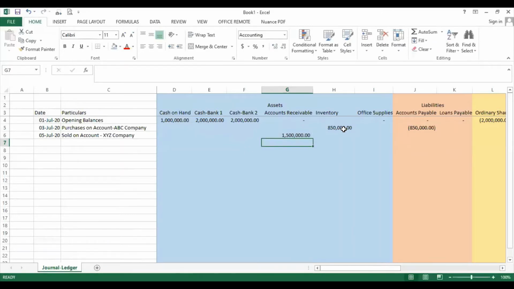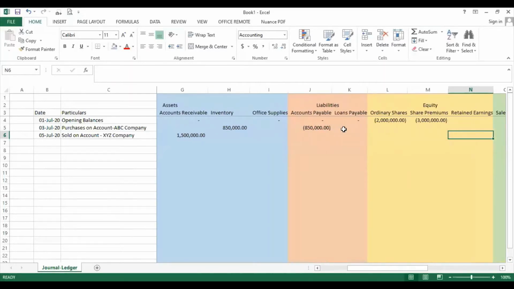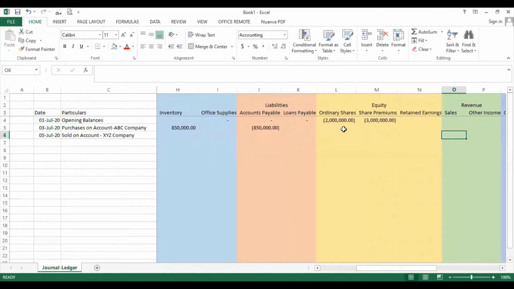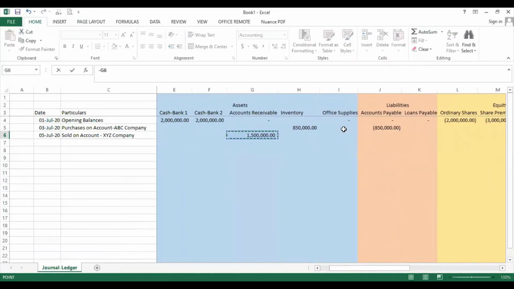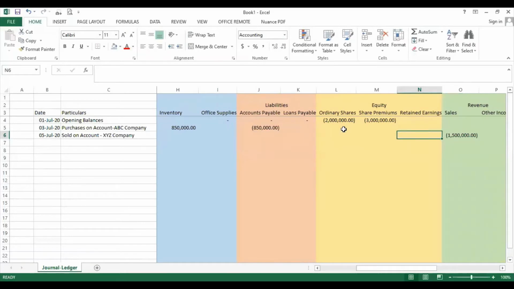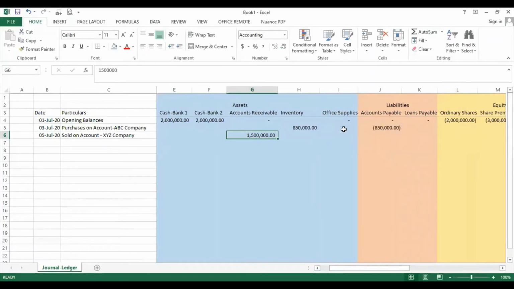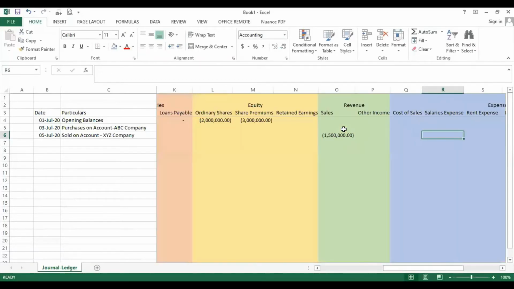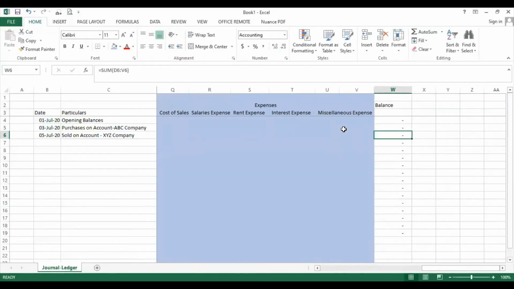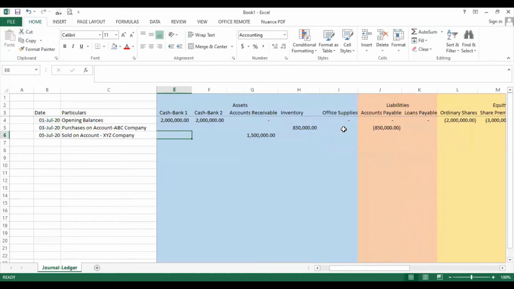So our entry is debit accounts receivable, credit sales. So debit accounts receivable, positive, credit sales. So go to sales, press negative, and choose this and enter. So debit accounts receivable, positive, credit sales 1.5 negative. Our balance is 0. Okay.